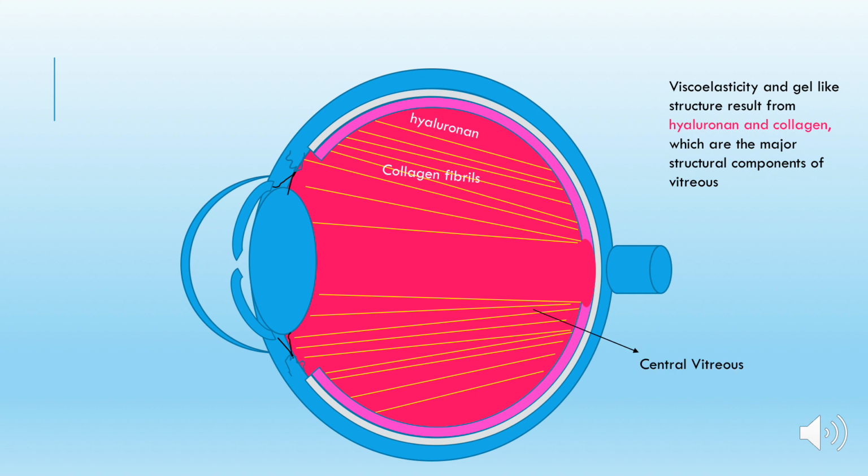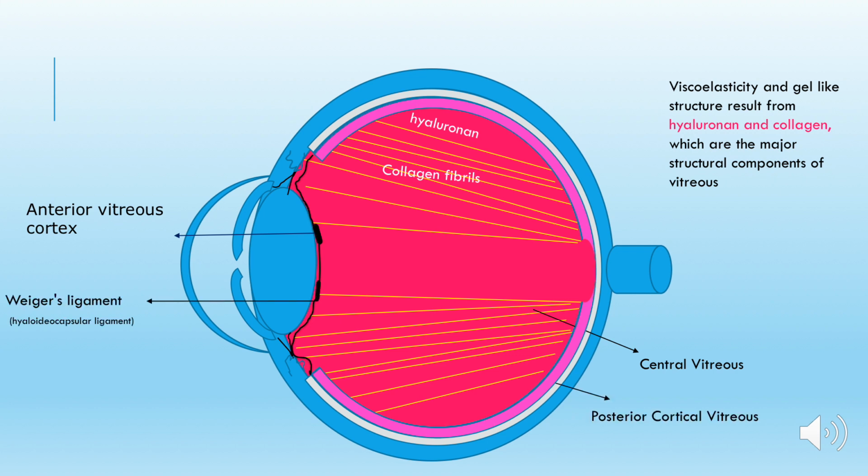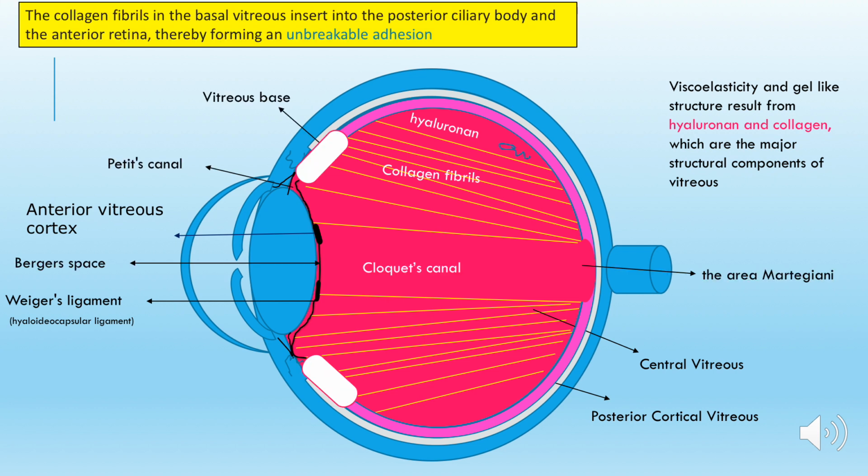The vitreous can be divided into the central vitreous, the anterior cortical vitreous, and the posterior cortical vitreous. The anterior cortical vitreous is attached to the posterior lens capsule in a ring-like structure called Wieger's ligament. At the vitreous base, the collagen fibrils are very adherent to the retina and also the ciliary body.